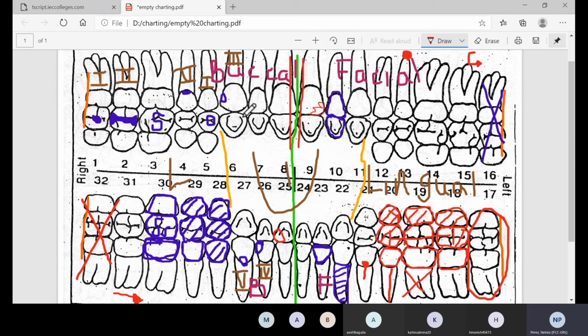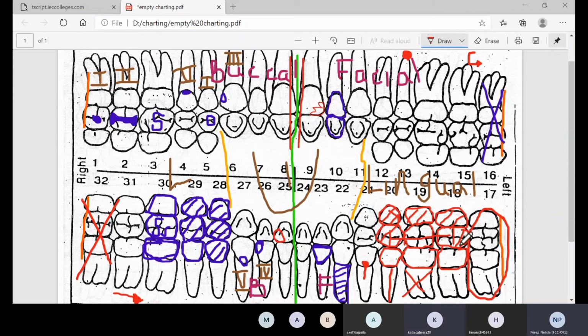Number 6 has a distal composite filling. That is a class 3. There's nothing on 7. Between 8 and 9, there is a diastema. We put it in red so the patient wants it fixed. Number 9 has a fracture on the DIF. Okay. Number 10 has a porcelain crown. Number 13 has an abscess. Number 15 is rotated to the distal. Number 16 is missing. 17 is impacted.